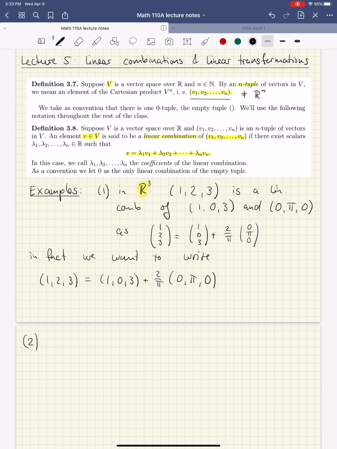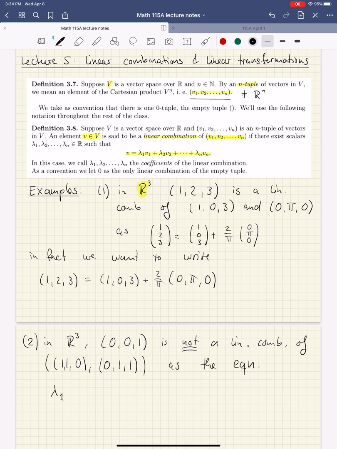Now, secondly, let's look at something that is not a linear combination. So let us place ourselves in the same vector space, and let's look, for example, at the vector (0, 0, 1). This is not a linear combination of the tuple (1, 1, 0), (0, 1, 1). And why is this? As the equation lambda 1 times (1, 1, 0) plus lambda 2 times (0, 1, 1) equals (0, 0, 1) has no solution. You can check that in more detail.